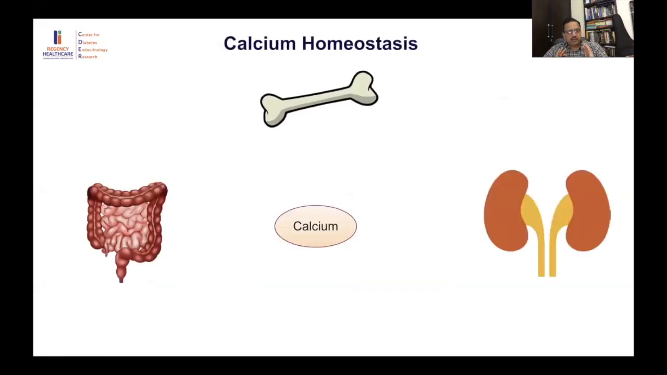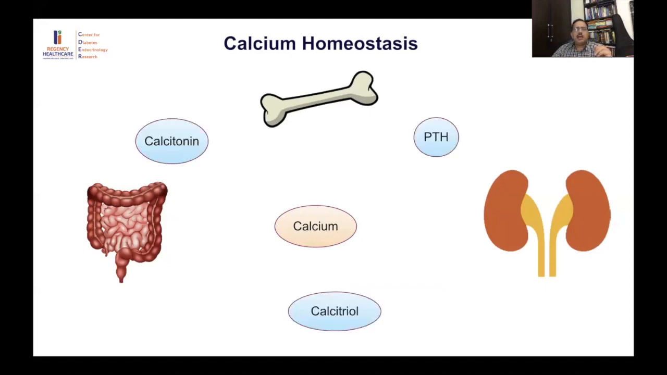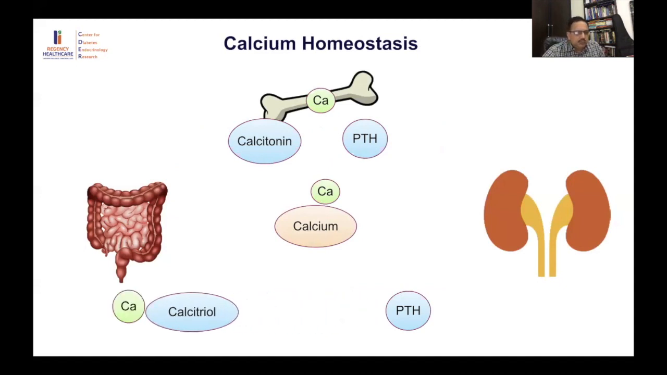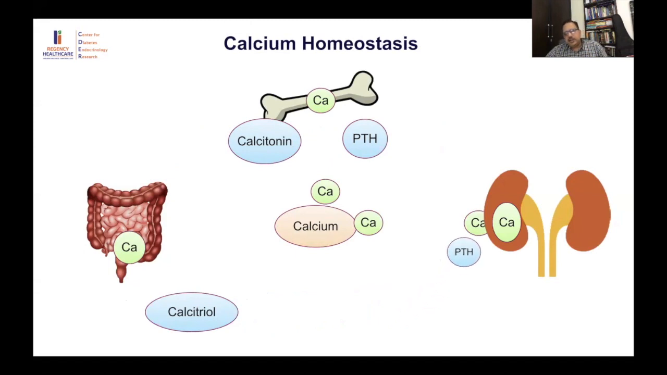Just an overview. So we have 3 major organs: the intestine, the bone, and the kidneys. And we've got the 3 major hormones which play an important role. So PTH causes calcium to come out of bones, while calcitonin ensures that the calcium goes inside the bone. PTH also acts on calcitriol and pushes the calcium absorption from the intestine. And this calcium will be in the blood, or it will be excreted via the kidneys, where again the PTH causes conservation of calcium. Simultaneously, it causes increased phosphorus excretion.